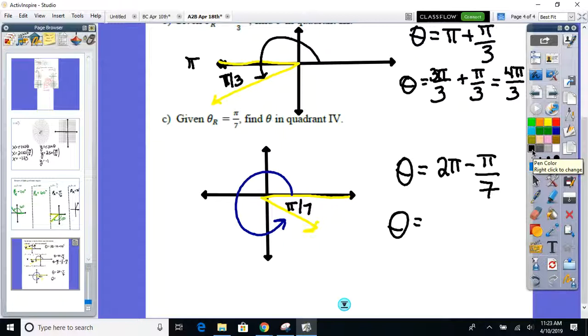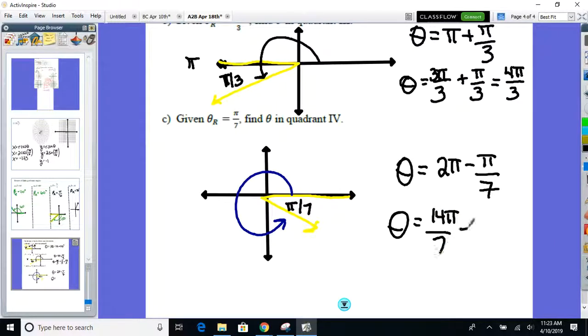What do I have to change the 2 pi into? 14 pi over 7 minus pi over 7. So that angle is going to be 13 pi over 7. Yep.